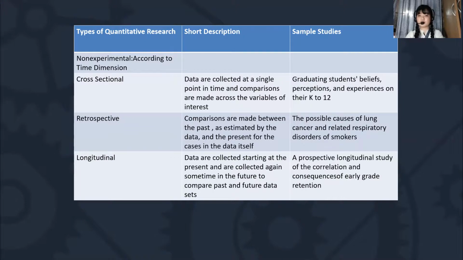Next is retrospective. So, for example, if you're going to apply it to research, you are going to compare what are the causes of lung cancer and disorders of smokers from different years. So for example, the possible causes of lung cancer in the year 2020, you compare them to the year 2001. So you need to compare if they still have similar causes, or if the causes of lung cancer have changed. So that is also one consideration.